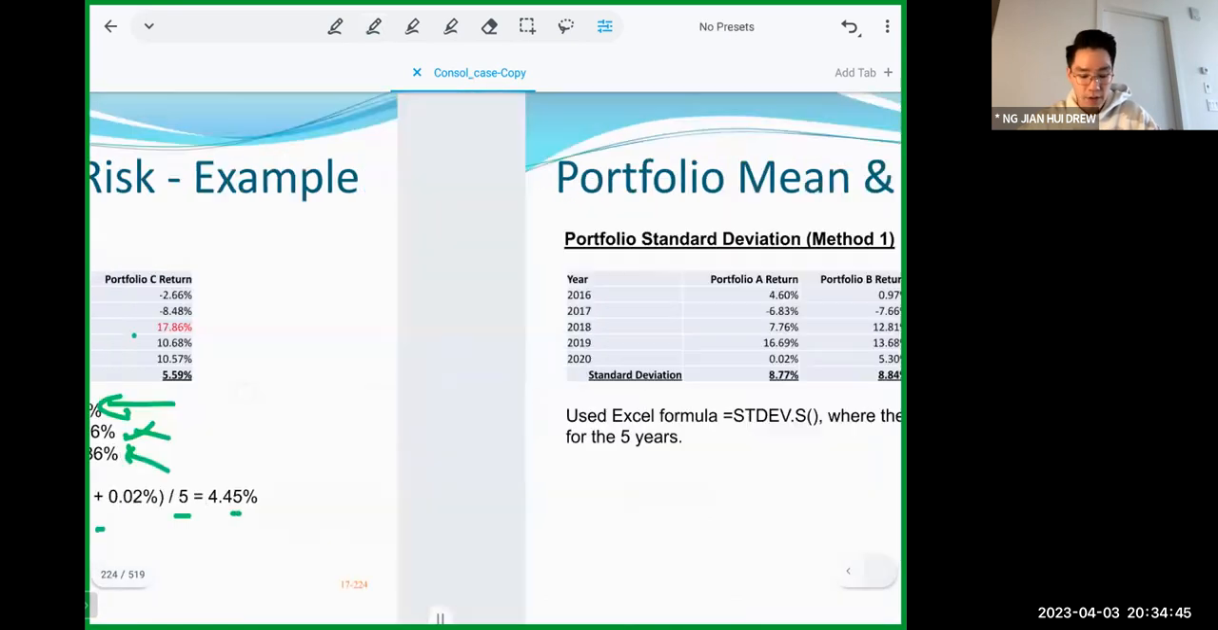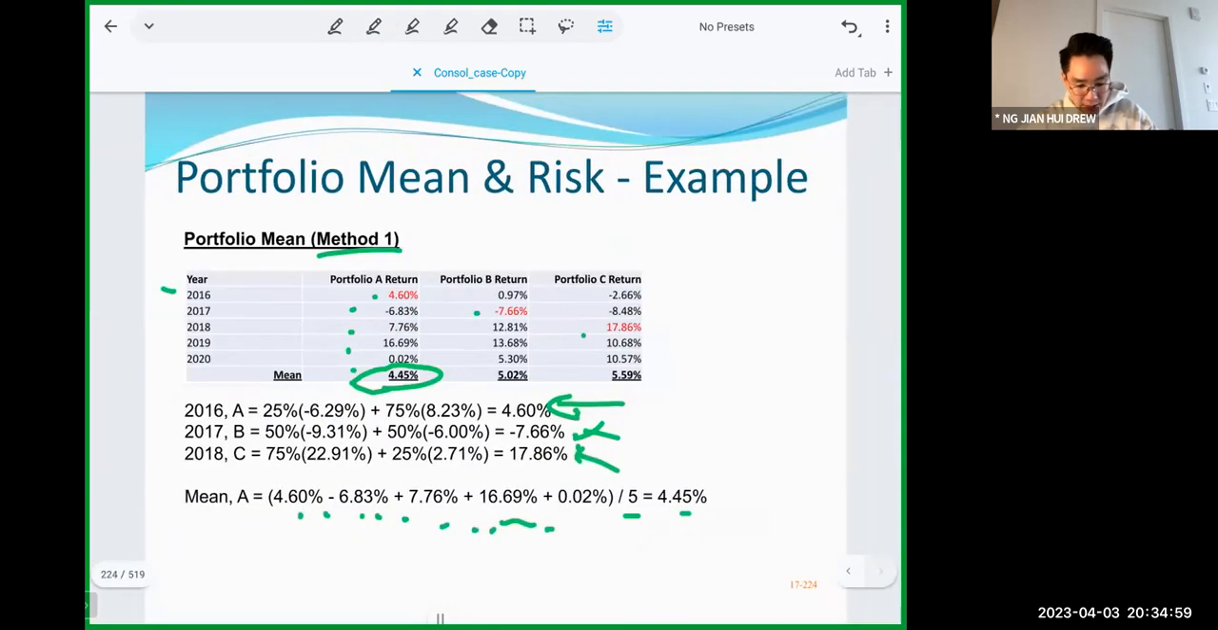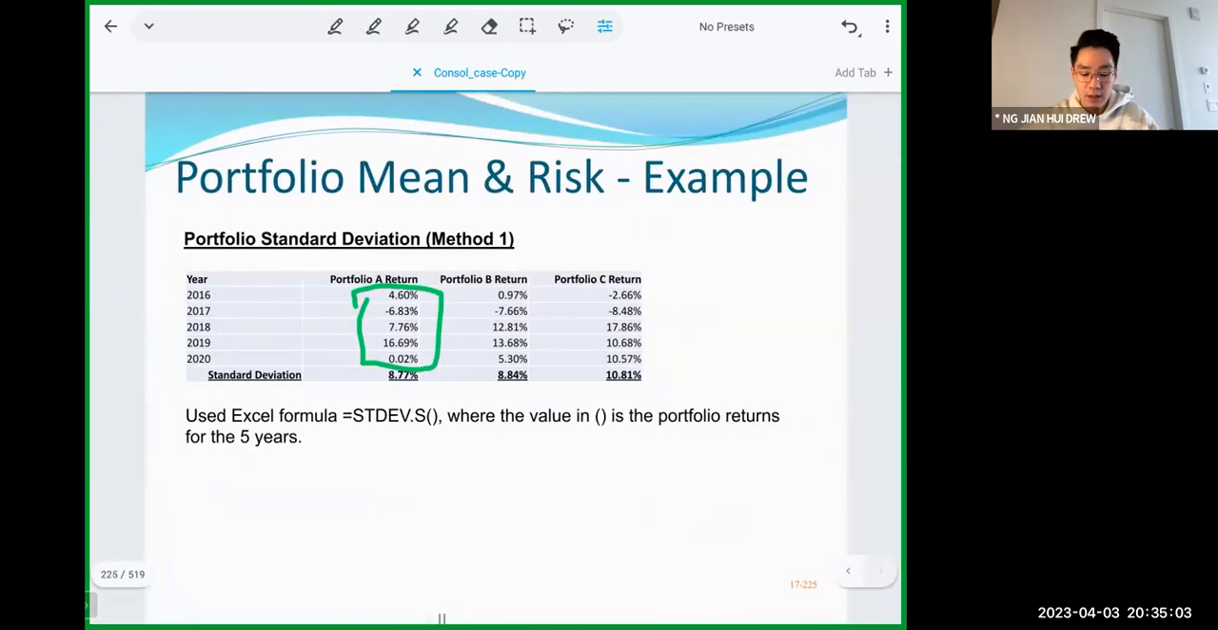Okay. All right. So that is method 1 for mean. Now, method 1 for standard deviation. So once we have calculated the returns for the year, which is the same as this, once we are able to calculate the returns for a year, what do we do?